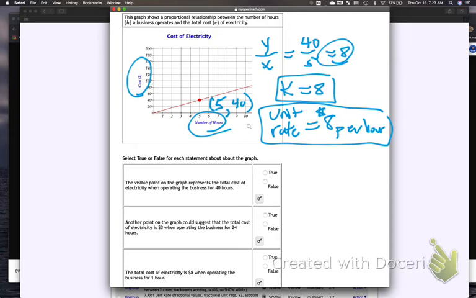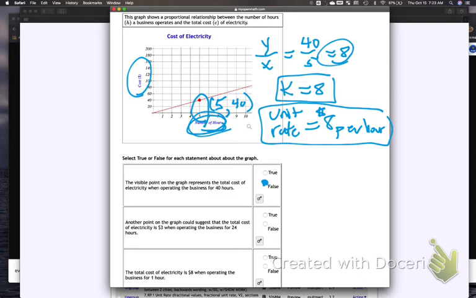So the visible point on the graph represents a total cost of electricity when operating the business for 40 hours. Well, that's not true. This right here is 5 hours. So this question would have to be false. And once again, sometimes these are true, sometimes they are false.